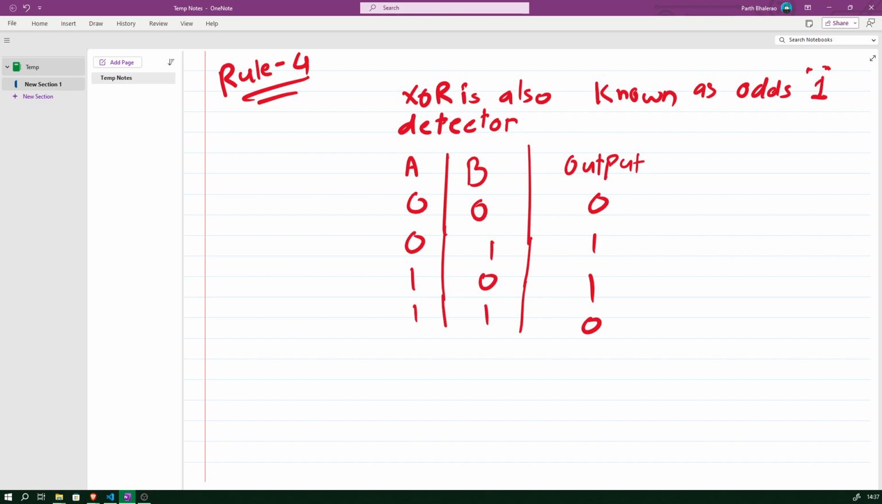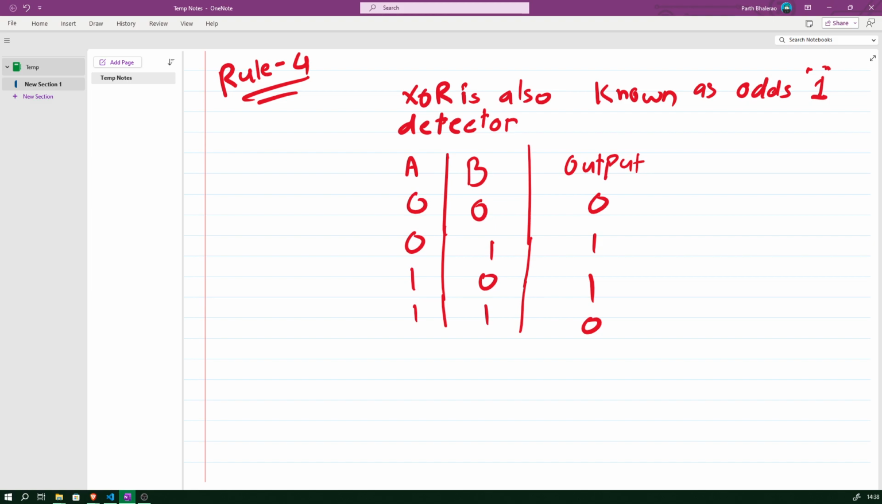So through this example, you may come to know that whenever there are an odd number of 1s, so in 0 and 1, 1 is occurring one time. So whenever bit 1 occurs an odd number of times, output is 1, that is high. Similarly, for 1 0 also output is 1, but for 1 1 output is 0.